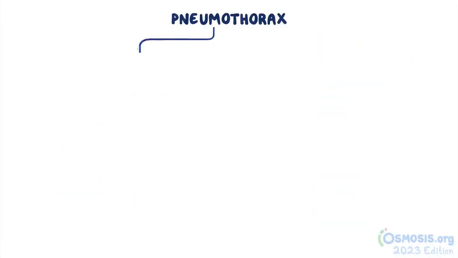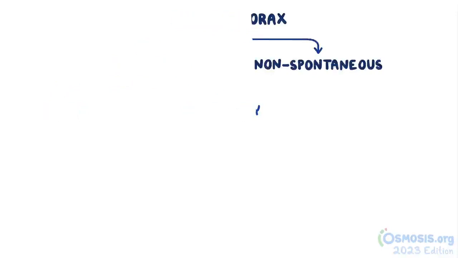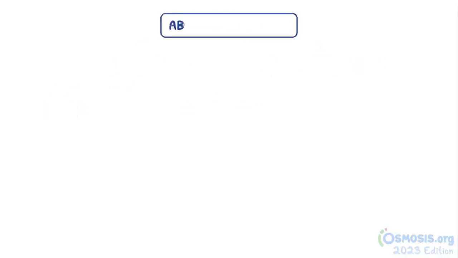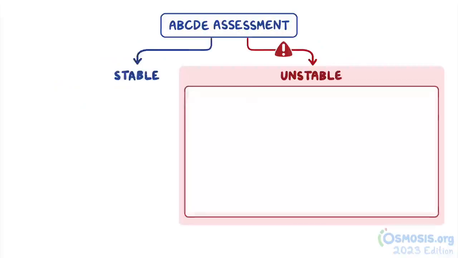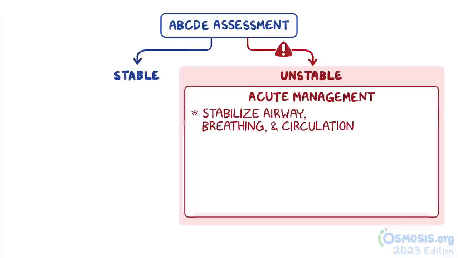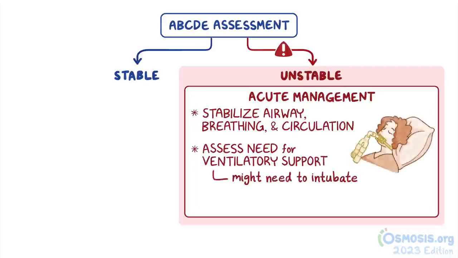Based on the underlying cause, pneumothorax can be classified as spontaneous pneumothorax, which is further subdivided into primary and secondary spontaneous pneumothorax, and non-spontaneous pneumothorax. Now, if you suspect pneumothorax, you should first perform an ABCDE assessment to determine if your patient is unstable or stable. If the patient is unstable, stabilize the airway, breathing, and circulation. This means that you'll need to assess the need for ventilatory support, and you might need to intubate the patient.